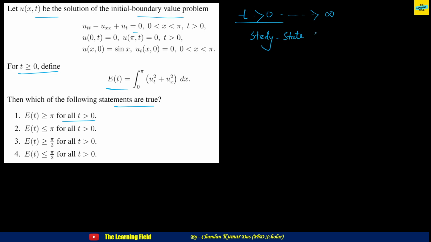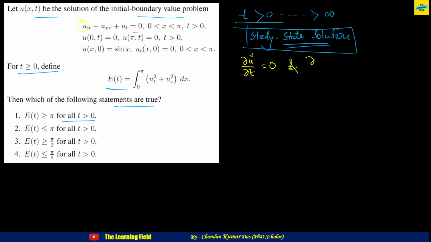Steady state solution. This is the very important thing which is noticeable. So we get the steady state solution. Now, what does steady state solution mean? We know that if u is the function, then steady state means del u del t is equal to 0, and for the wave equation, del 2u del t2 is also 0.